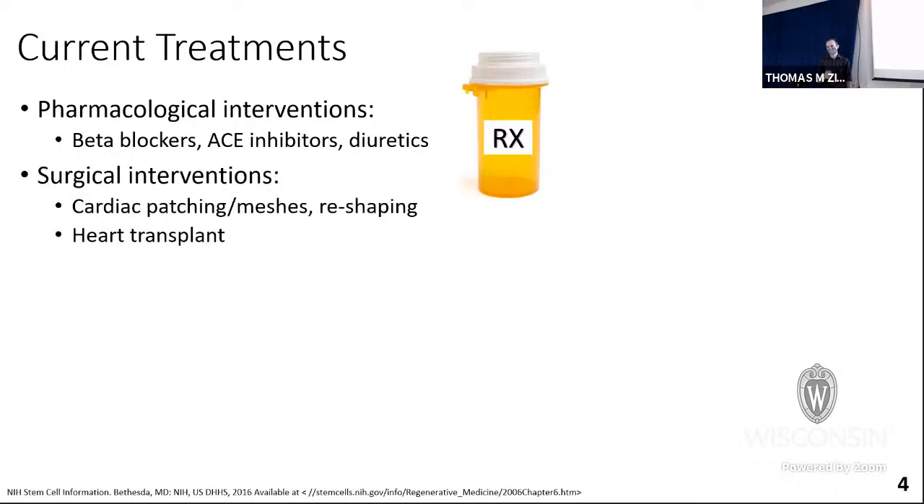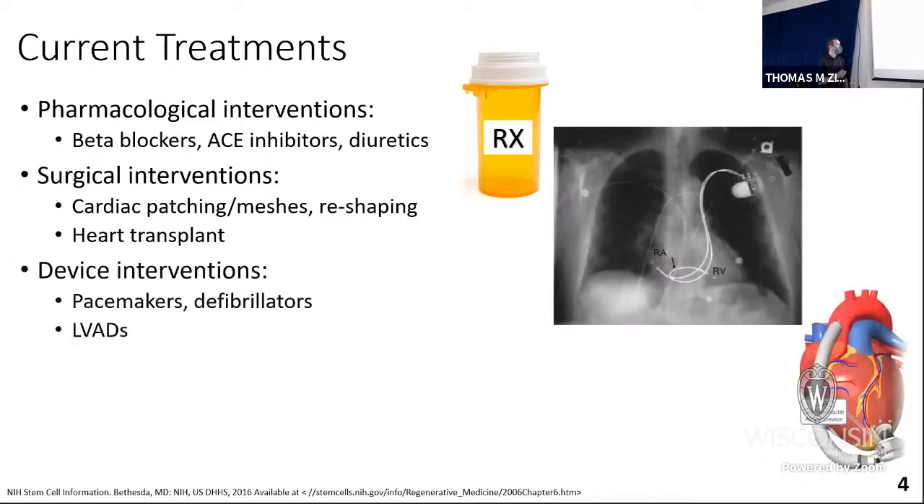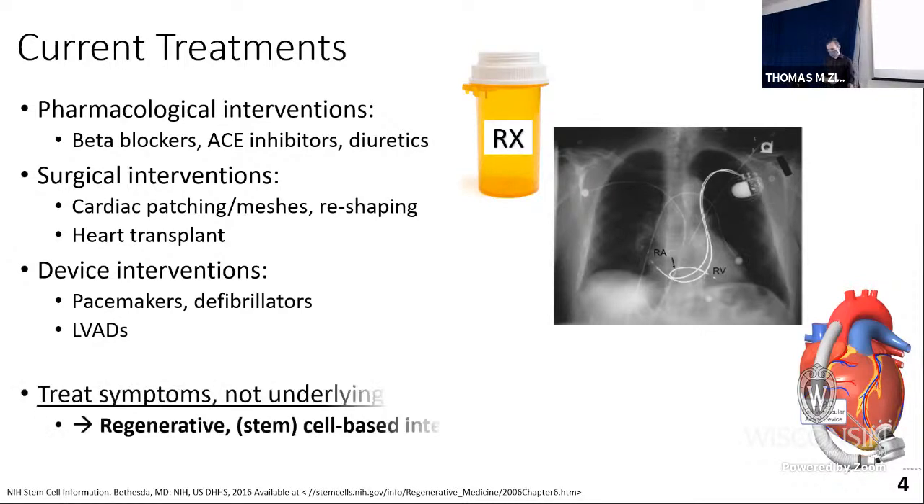Surgical interventions such as cardiac patching, some meshes, trying to actually go in and sculpt and reshape that heart where you get thick scar tissue formation, or even just a whole heart transplant. There are also device-based interventions, such as pacemakers to try to help provide additional beating excitation to the heart, defibrillators, and then left ventricular assist devices, shown here, that really just try to provide additional pumping to that region of the heart that is no longer pumping efficiently.